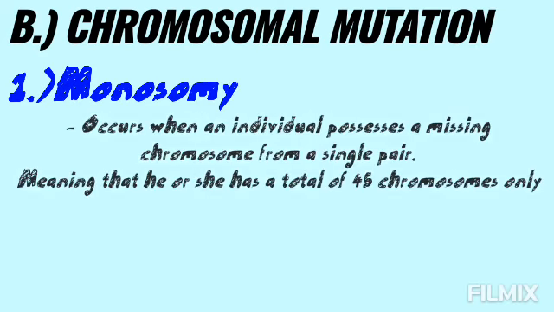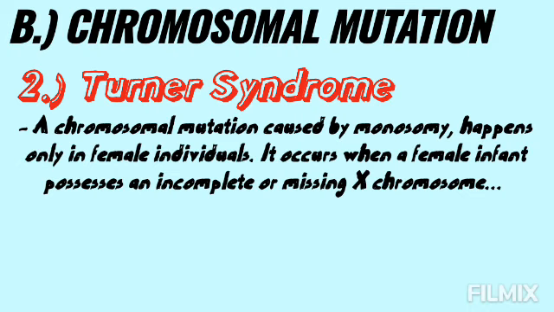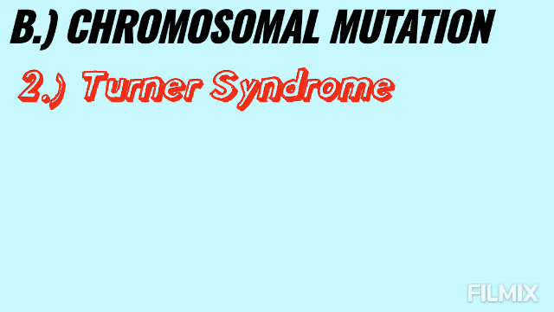Monosomy occurs when an individual possesses a missing chromosome from a single pair, meaning that he or she has a total of 45 chromosomes only. Turner syndrome, a chromosomal mutation caused by monosomy, happens only in female individuals. It occurs when a female infant possesses an incomplete or missing X chromosome.